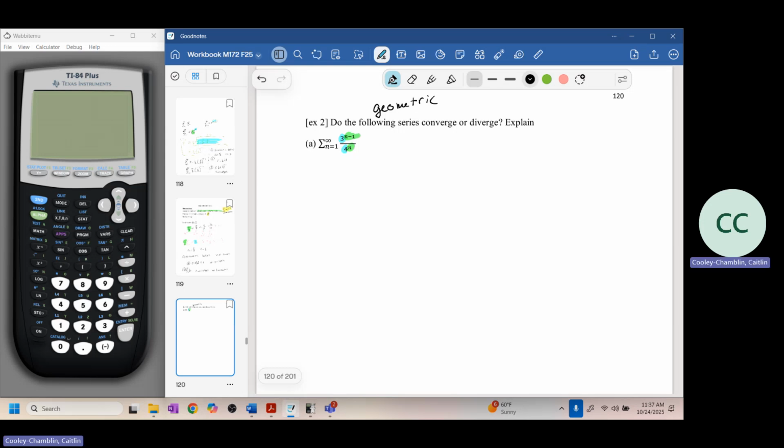Okay, so our two forms that we're looking for are a plus ar plus ar squared plus ar cubed. We can either do that, or we can look at the summation from n equaling 1 to infinity of a times r to the n minus 1 power.